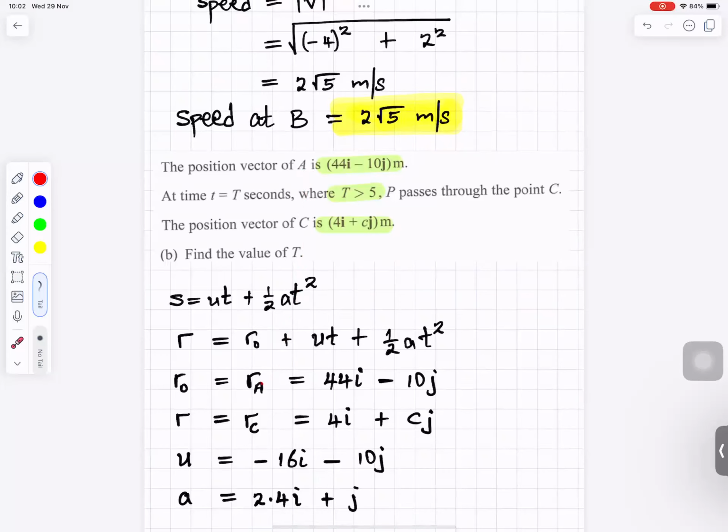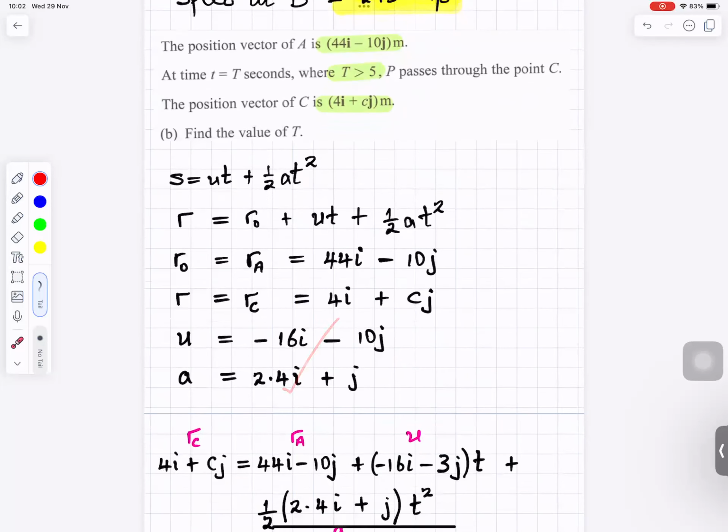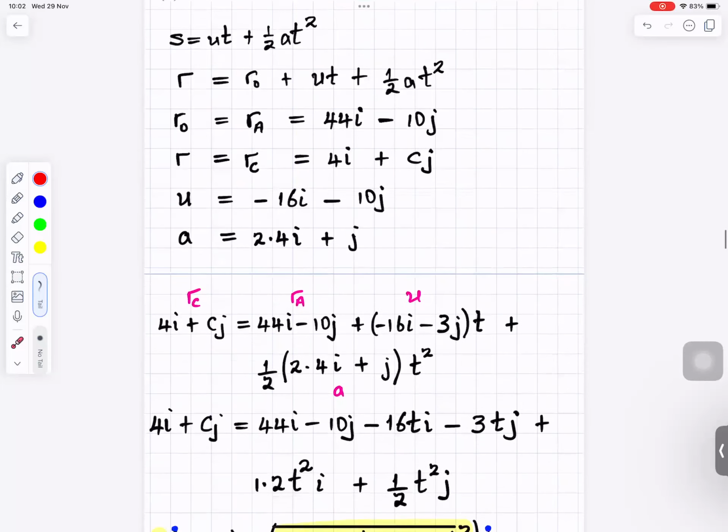So r naught is the initial, and we use it as r A because it started at A. And it's 44i minus 10j, so that's where you start. And the r we're going to have is r C. The final r is r C, where you end. You end at 4i plus cj. The initial velocity is minus 16i minus 10j, and the acceleration is 2.4i plus j. Put that together in the equation.